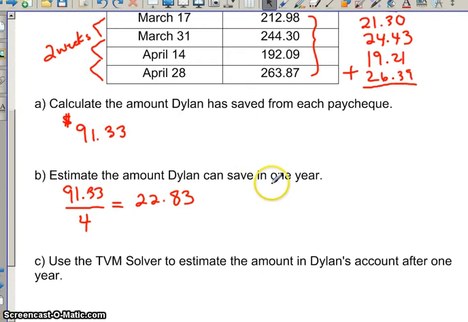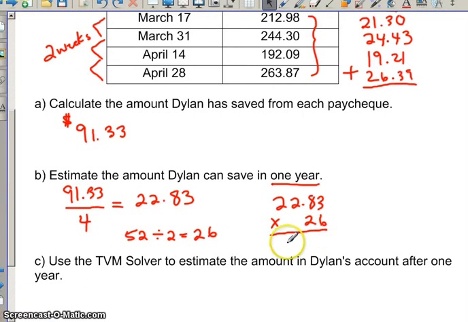What the question asks is, what can he save in 1 year? Well, let's figure out how many paychecks he's going to have. There's 52 weeks in a year, and we know that he gets paid every 2 weeks. So I'll just divide that by 2 and realize that he's going to get 26 paychecks throughout the year. I'll take the $22.83 that he's making per paycheck and multiply by the 26 paychecks that he's going to get. And in the end, I'll find that he should save about $593.65 for 1 year.